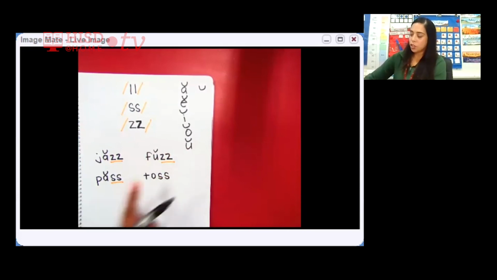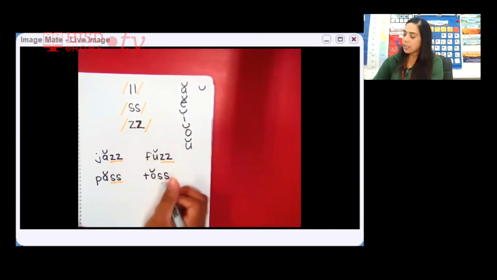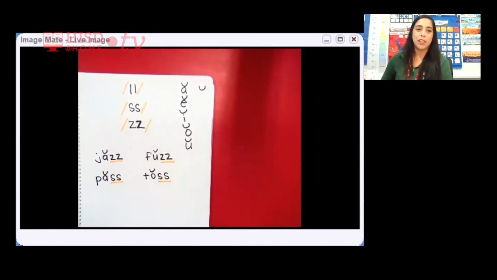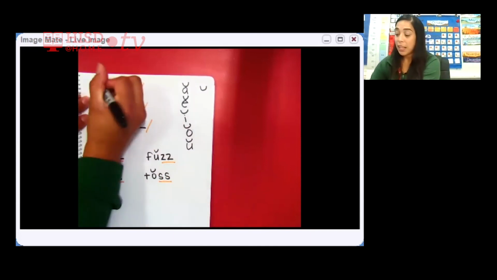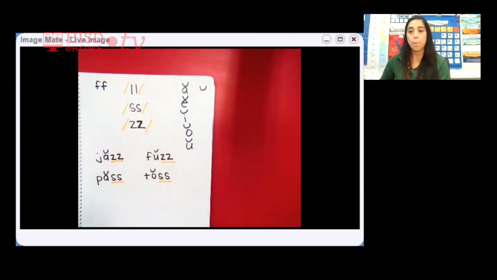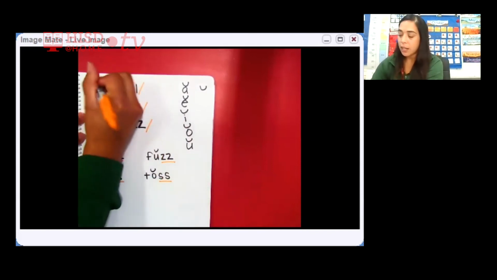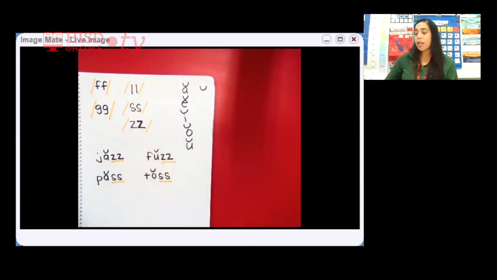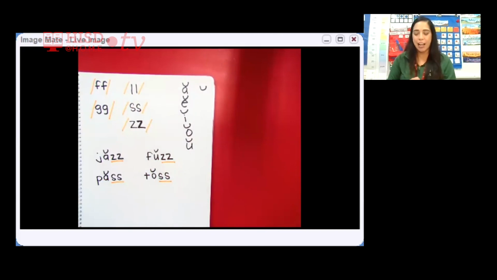Let's try another SS. Toss. T-oss. T-aw. Not toss, just one sound, toss. So friends, when I see double consonants like LL, SS, ZZ, FF, GG, these boys and girls are double consonants. And when I see them at the end, they are only going to make one of those letter sounds. Okay?